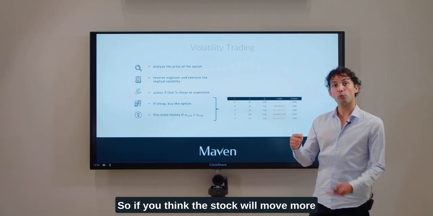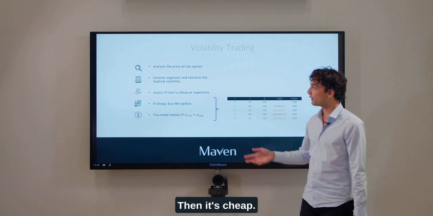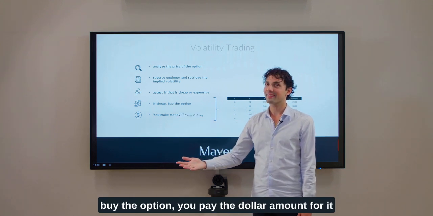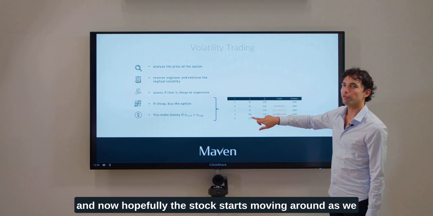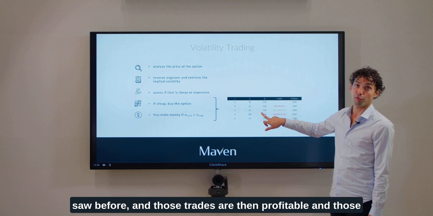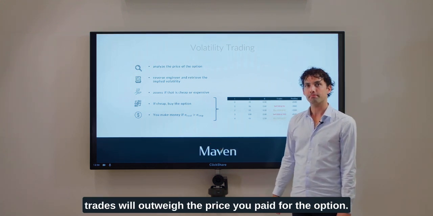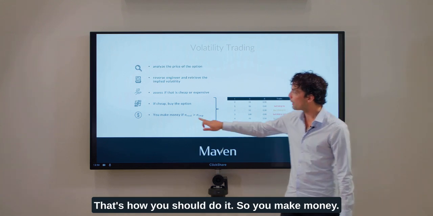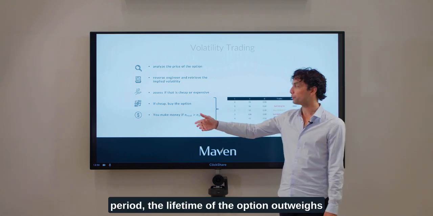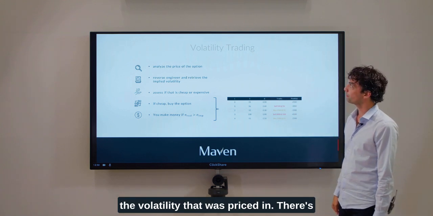So if you think the stock will move more than 2% every day on average, then it's cheap, and in that sense you would buy the option. You pay the dollar amount for it, and now hopefully the stock starts moving around as we saw before. Those trades are then profitable, and those trades will outweigh the price you paid for the option. That's how you should do it. So you make money if the actual realized volatility during the lifetime of the option outweighs the volatility that was priced in.